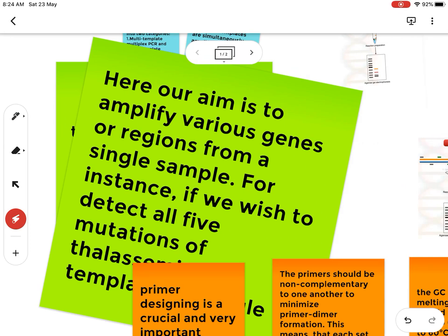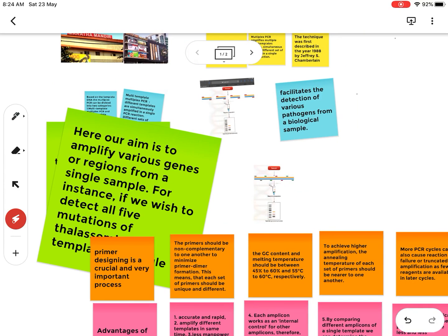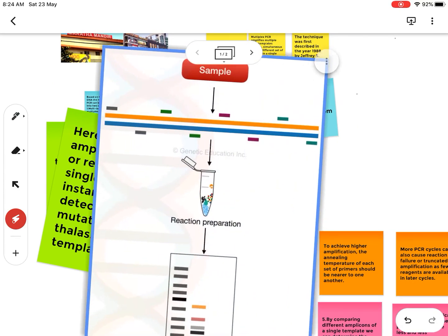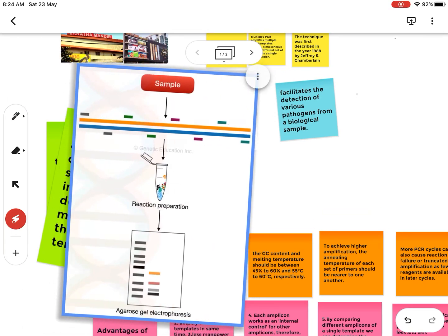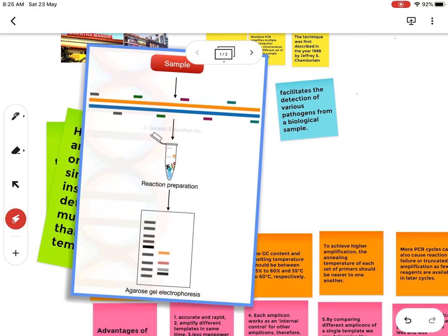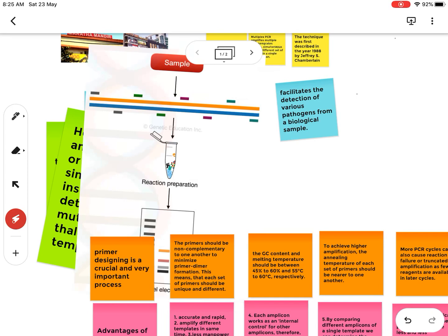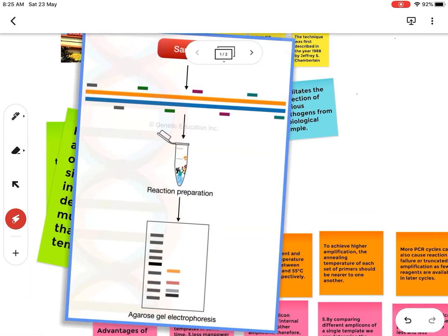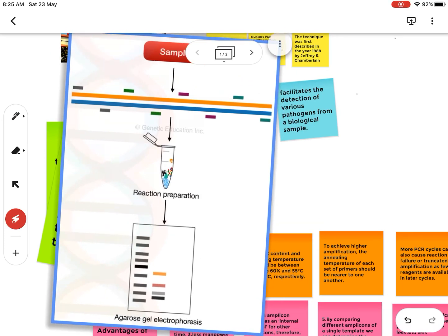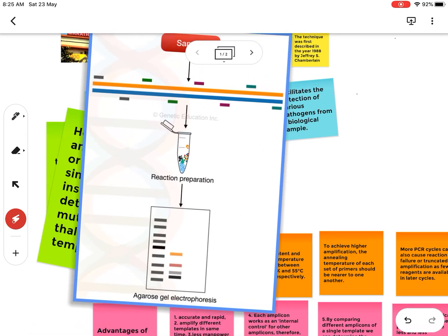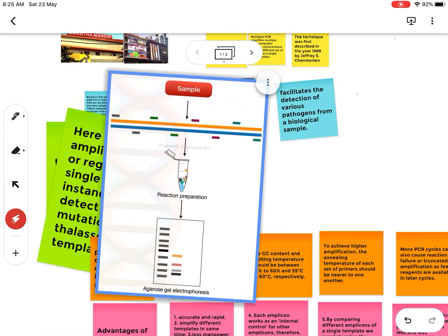So this is the representation for the uni-template multiplex PCR, where there is a single template DNA and multiple sets of primers are mixed with this single template DNA, and after the reaction we get the polymerized segments of the genome.